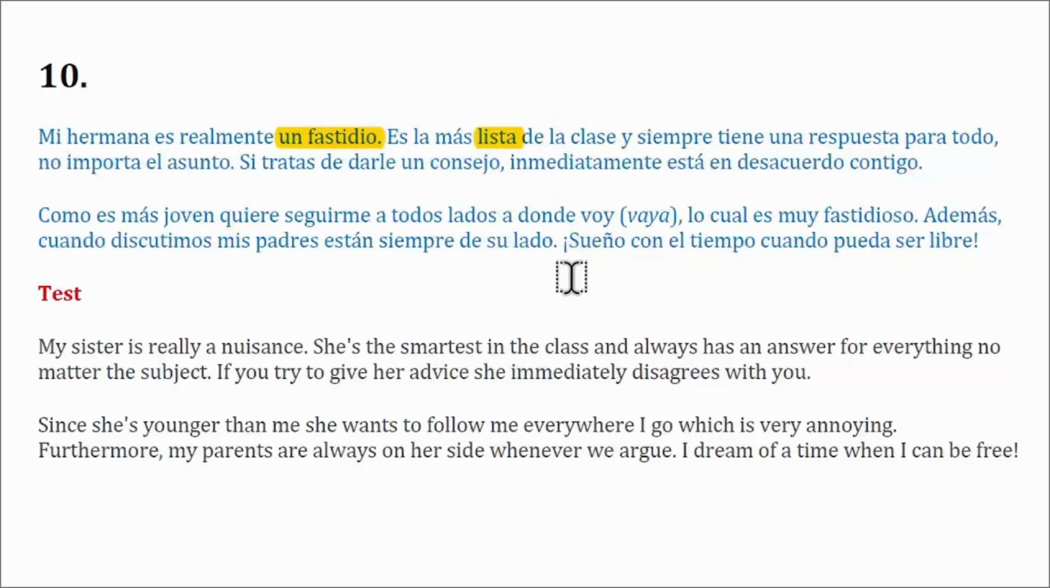Y siempre tiene una respuesta para todo. She always has an answer for everything. So, una respuesta. You can also see the word sometimes instead of respuesta, you'll see contestación. But I think respuesta is easier.